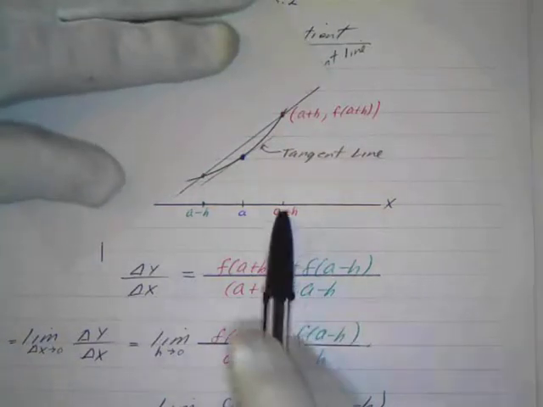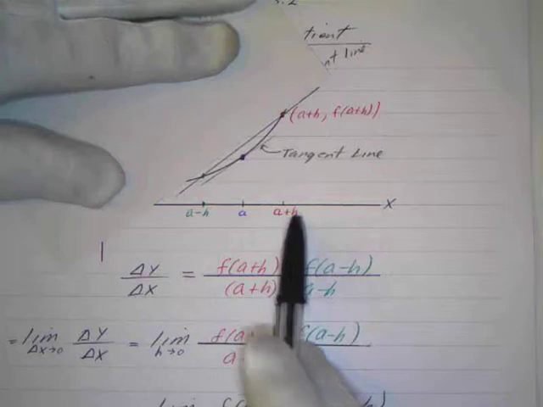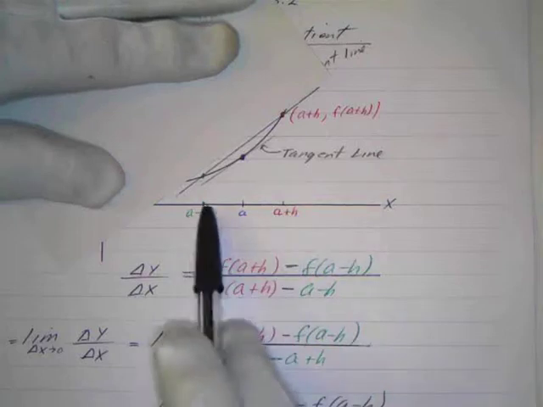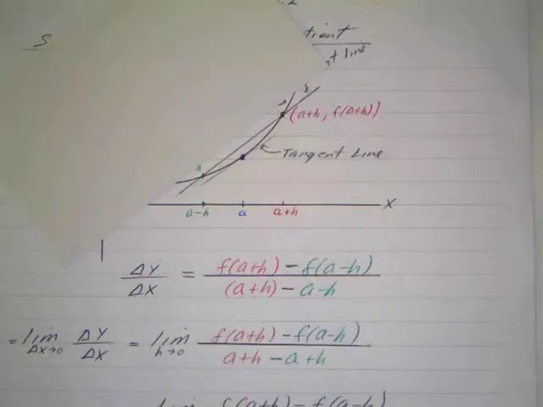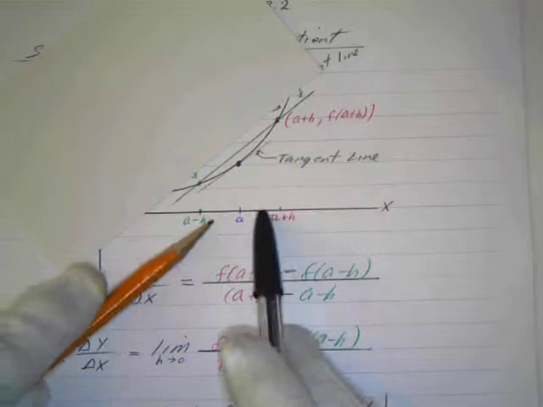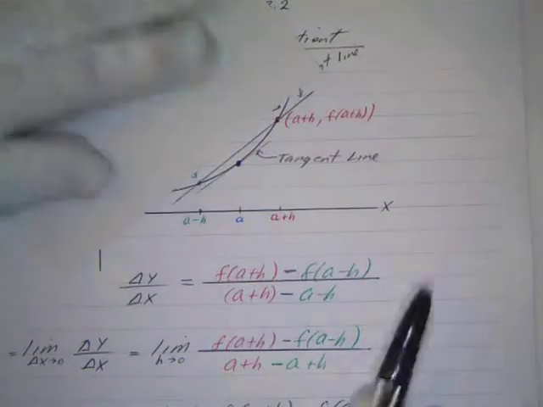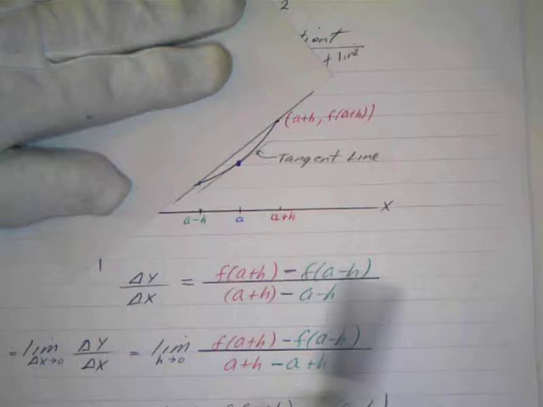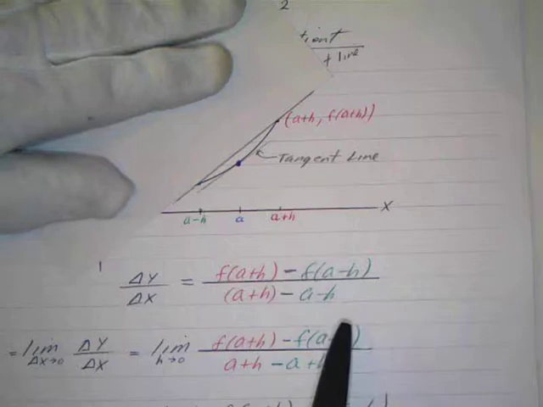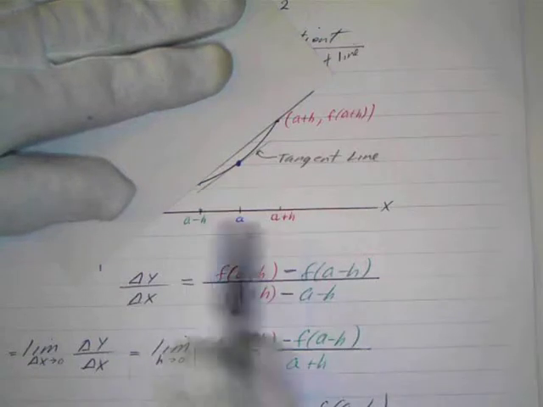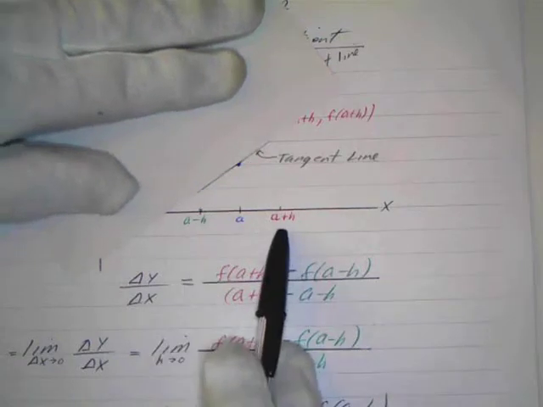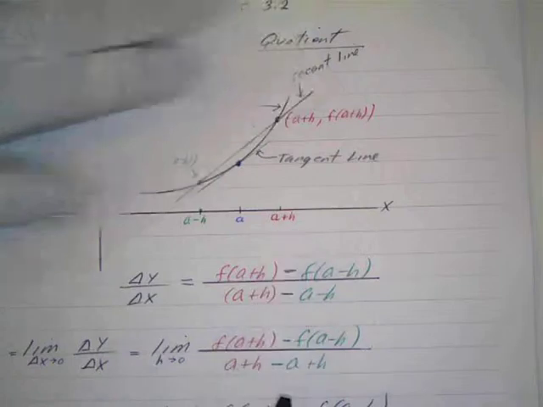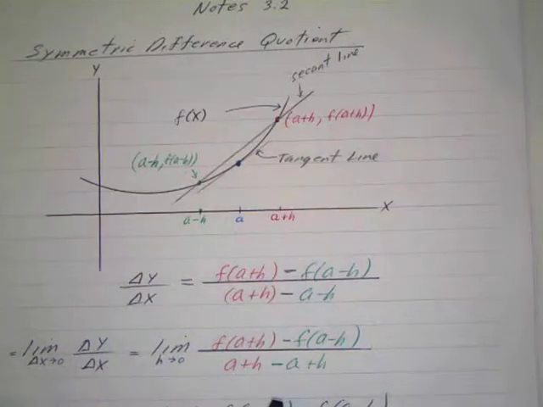Because as h approaches 0, a plus h and a minus h both squeeze in to a, and the secant line is approaching the tangent line from two directions. So it starts over here like this, and then as h approaches 0, it gets closer and closer and closer until all of a sudden we're there. And that's the tangent line. So this is the symmetric difference quotient.